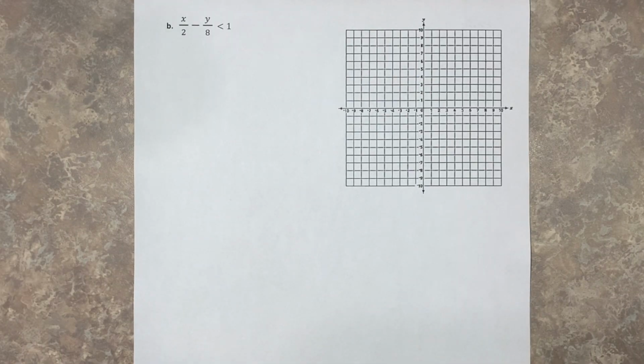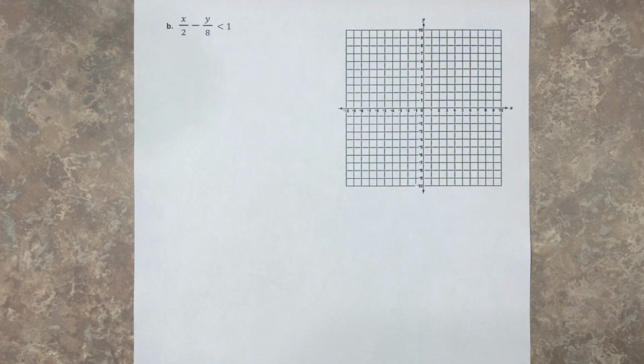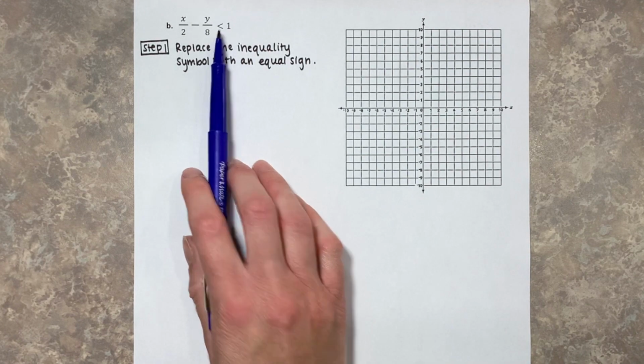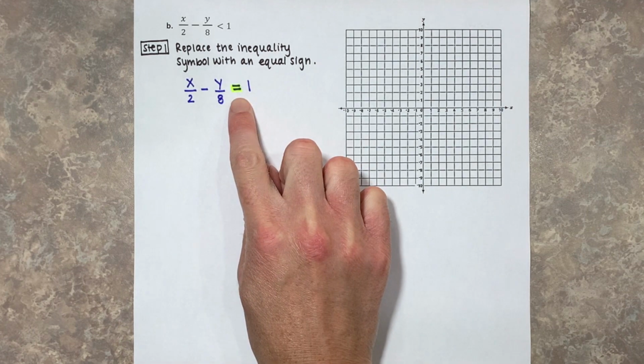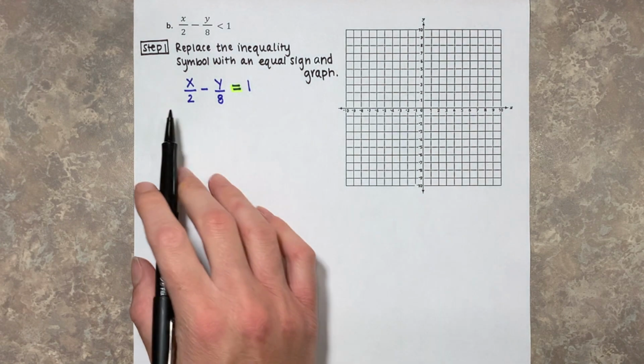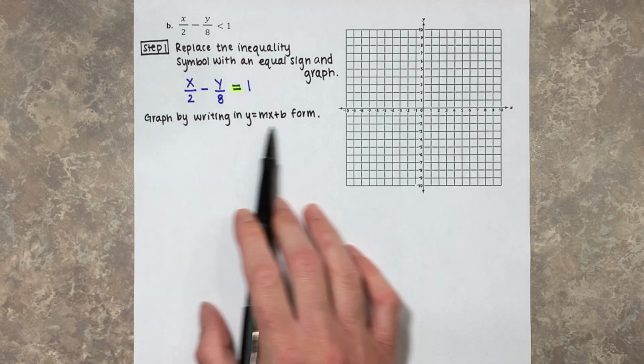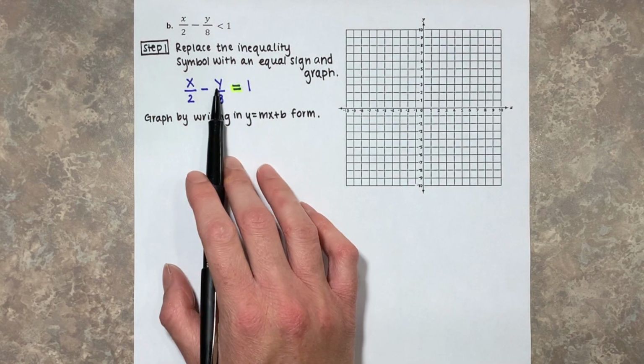One last example. Let's again graph this linear inequality using the test point method. The first step of the test point method is to replace the inequality symbol with an equal sign. And then we want to go ahead and graph. And the approach that I'm going to show you for graphing is to write this in y equals mx plus b form. Now, to write this in y equals mx plus b form, we want to isolate y.